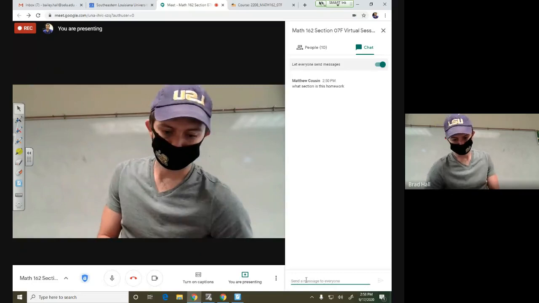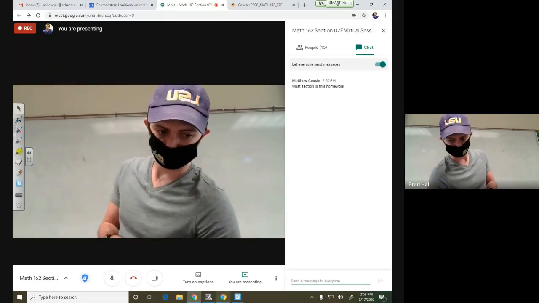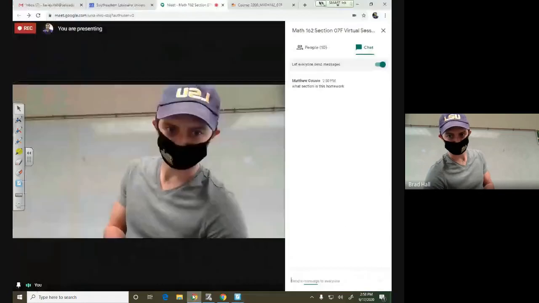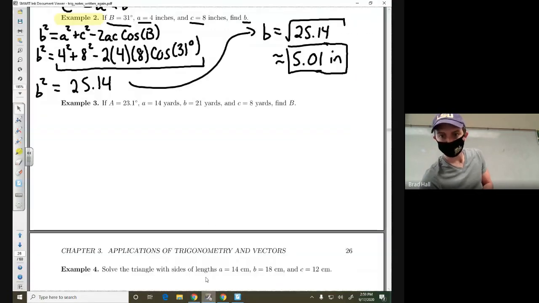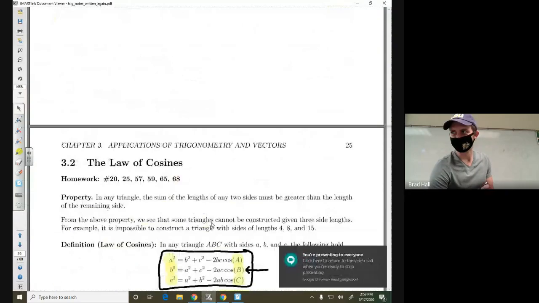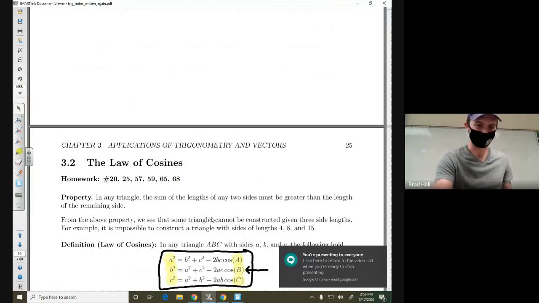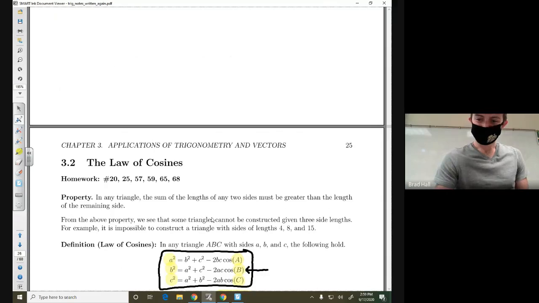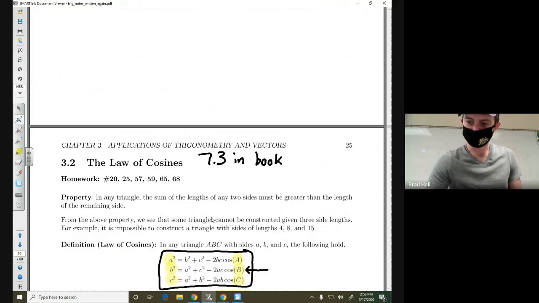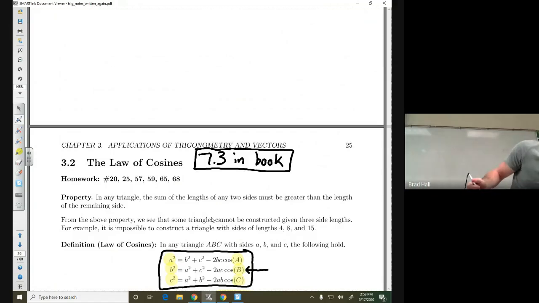What section? Well, this homework, that's a good question as well. Where in the book do you find this? Nope, it's not 7.2. That's why it's a good question. I went ahead and wrote it. 7.2. It's 7.3 in the book. So close, yeah. 7.3, because I think 7.2 is the ambiguous case of sines. Yeah, I don't really like that section. So this is 7.3 in the book for the law of cosines.